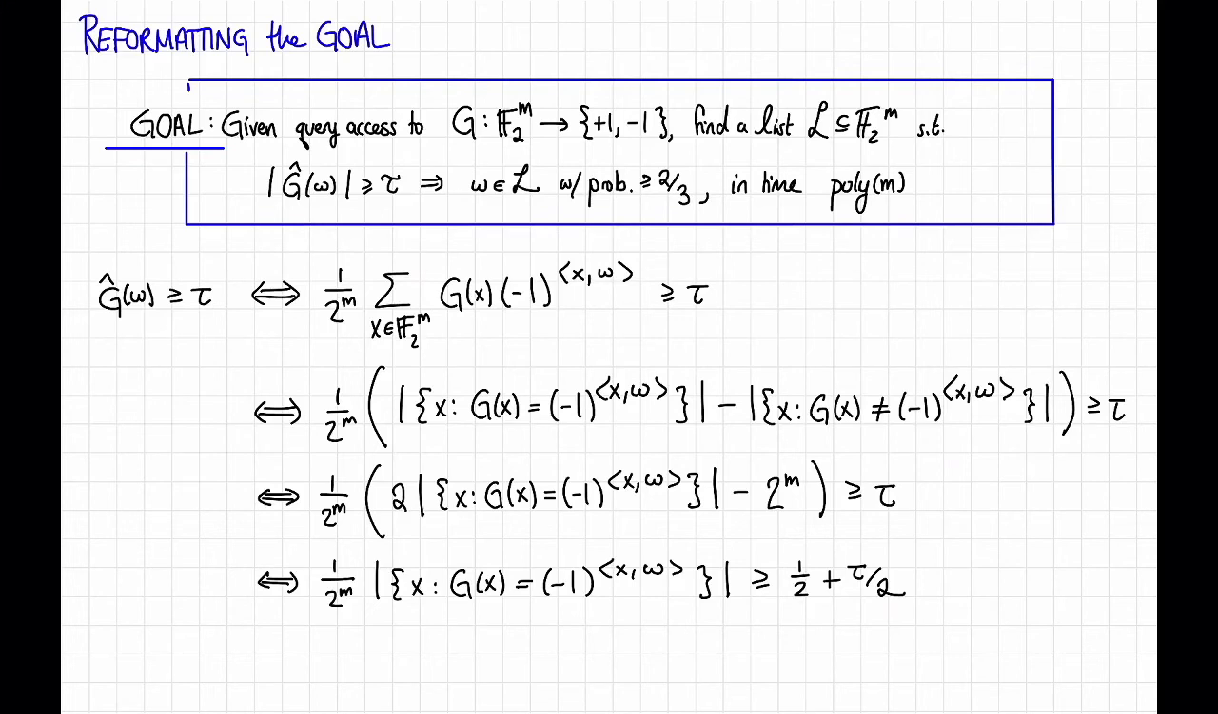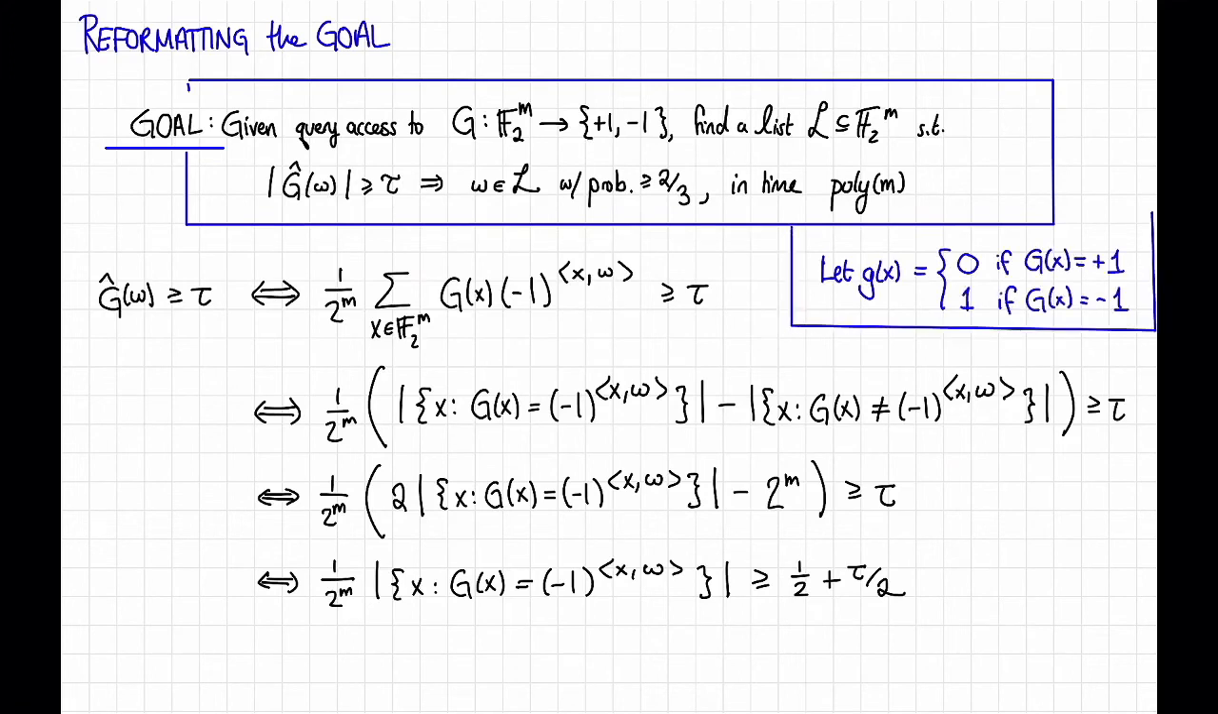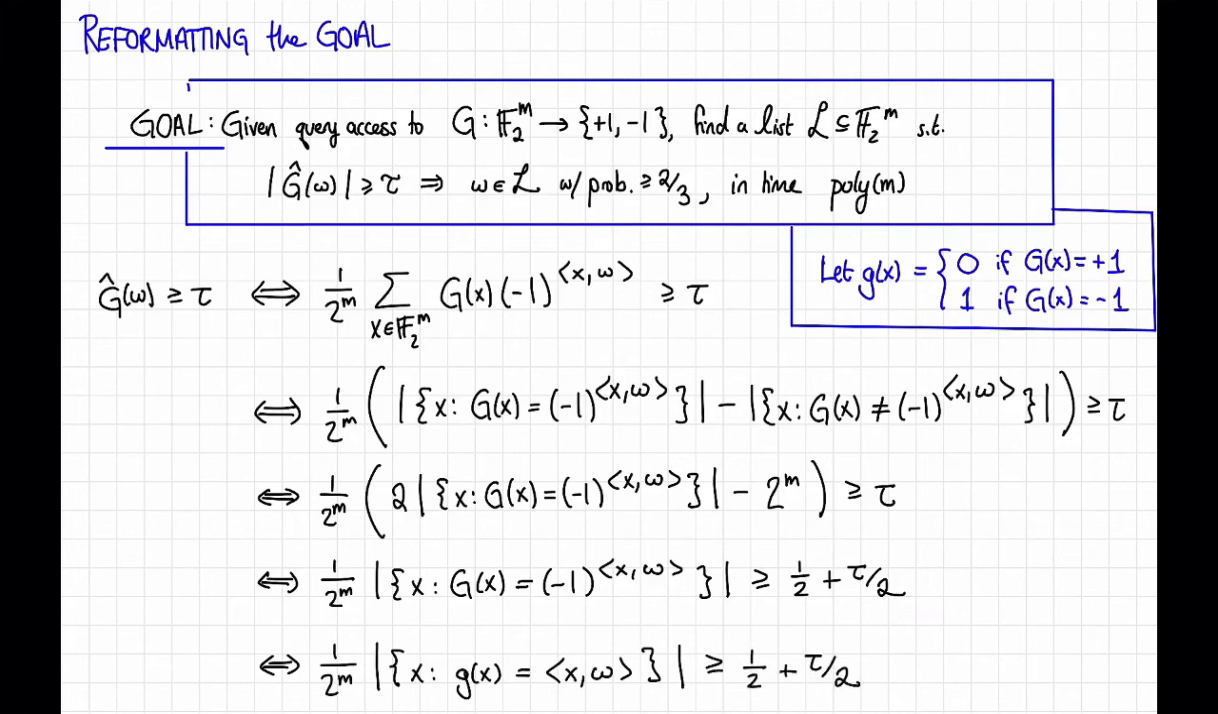Now I'm going to define a new function, little g of x, which is just the 0, 1 version of big G of x. That is, little g of x is equal to 0 if big G of x is equal to plus 1, and 1 if big G of x is equal to minus 1. With this notation, this condition is equivalent to the following. That is, it's equivalent to the fraction of x's so that little g of x is equal to the inner product of x and omega is greater than a half, in particular greater than or equal to a half plus tau over 2. Okay, so what does this have to do with coding theory?